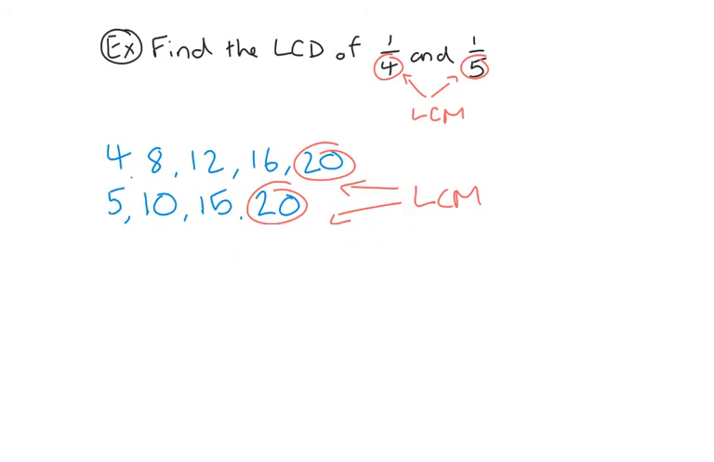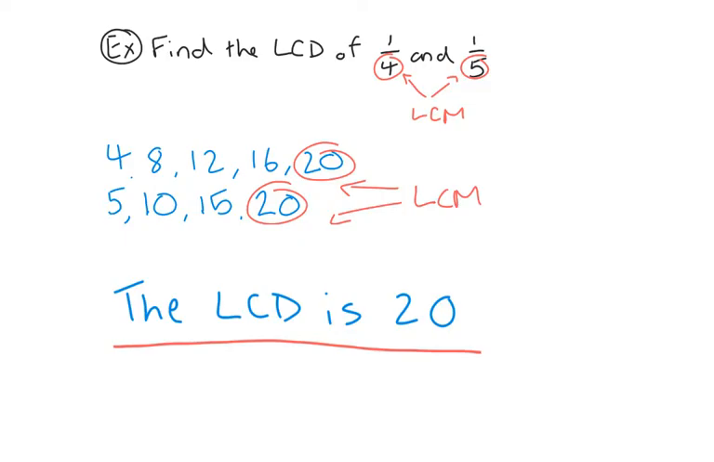Let's write a concluding sentence for this question now. The LCD is 20. And again, we're going to underline our concluding statement.